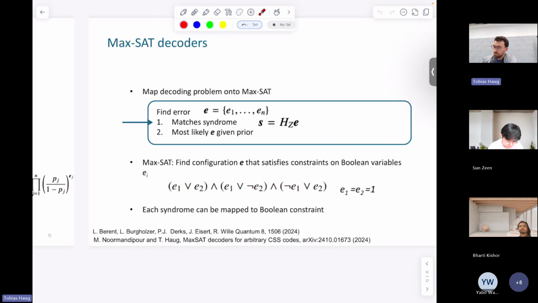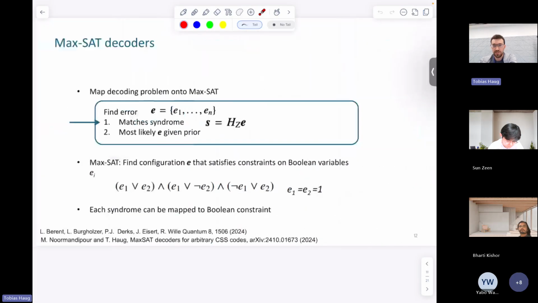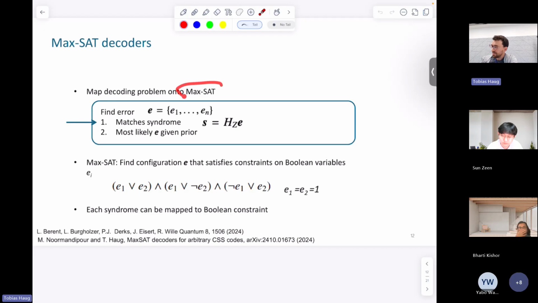There are many decoders, and I will start with one decoder that I personally worked on. It's called the MaxSAT decoder, which was first proposed by the group of Jens Eisert. You take the decoding problem and map it onto an optimization problem called MaxSAT. MaxSAT, or maximum satisfiability, is a well-used optimization method, used for many problems in, say, logistics and finance.